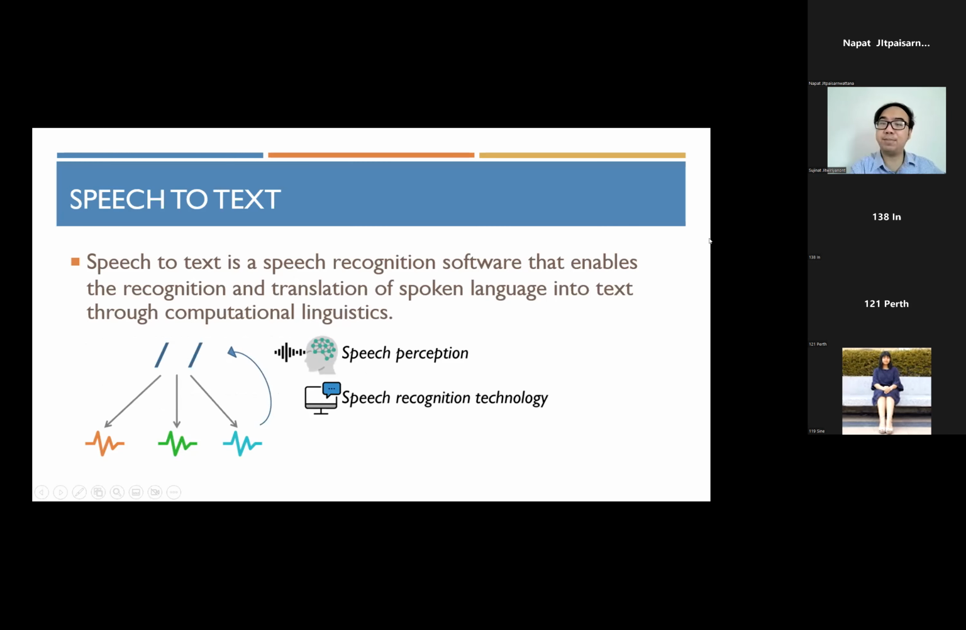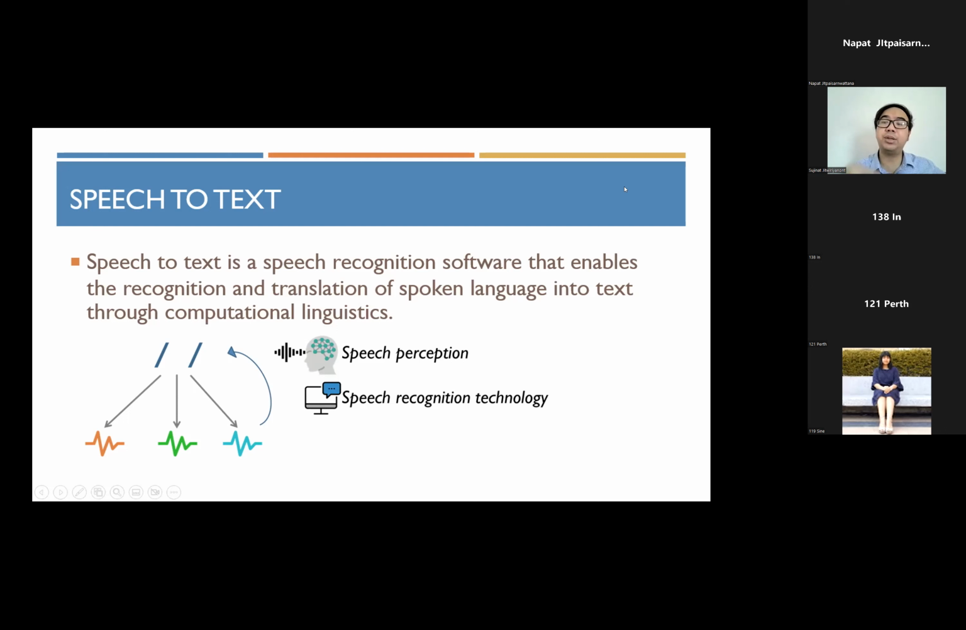So we can talk about the technology. Speech to text is a very good technology that you can use to check whether your pronunciation is good, is easy to understand or not. And speech to text is speech recognition software. It is available online and it is free for many websites that enables the recognition and translation of spoken language into text through computational linguistics.